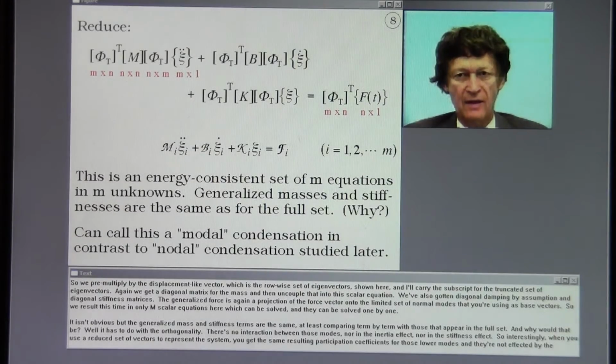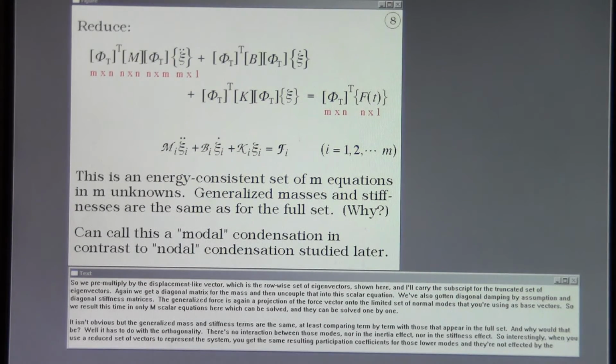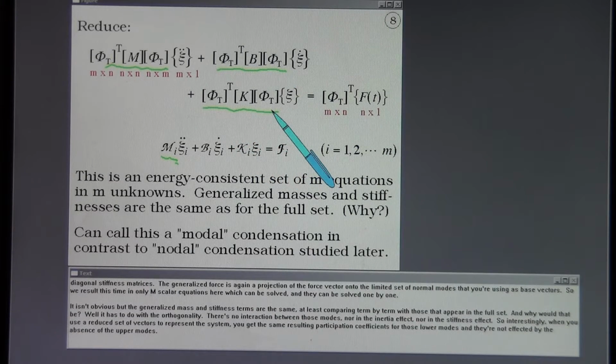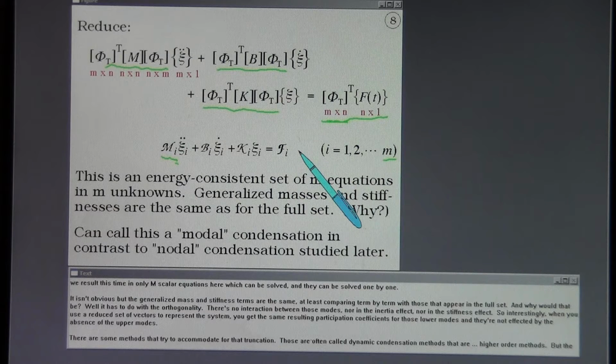So we pre-multiply by the displacement-like vector, which is the row-wise set of eigenvectors shown here, and I'll carry the subscript for the truncated set of eigenvectors. Again, we get a diagonal matrix for the mass, and then uncouple that into this scalar equation. We've also gotten diagonal damping by assumption and diagonal stiffness matrices. The generalized force is again the projection of the force vector onto the limited set of normal modes that you're using as base vectors. So we result this time in only m scalar equations here, which can be solved one by one.